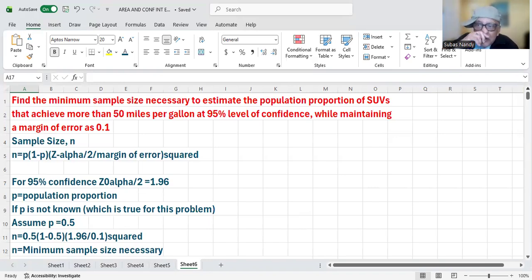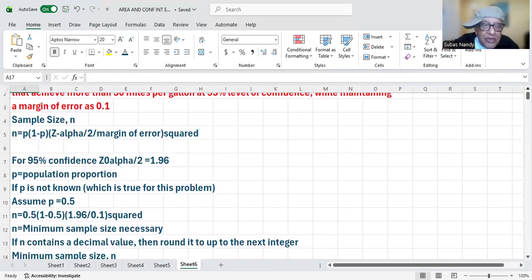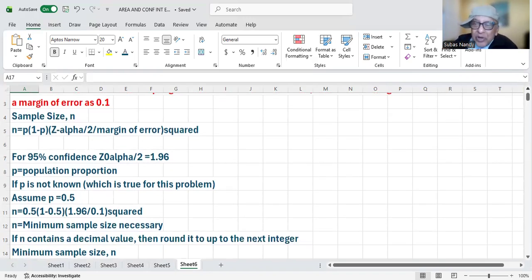So p is not given to us. We assume p is 0.5. So the formula becomes n equal to 0.5 for p, then left parenthesis 1 minus p is 1 minus 0.5, right parenthesis. So 0.5 times 1 minus 0.5, then left parenthesis again. Inside, the critical value of z for 95% confidence is 1.96. That will be divided by margin of error, which is 0.1. And you only square the last parenthesis term.